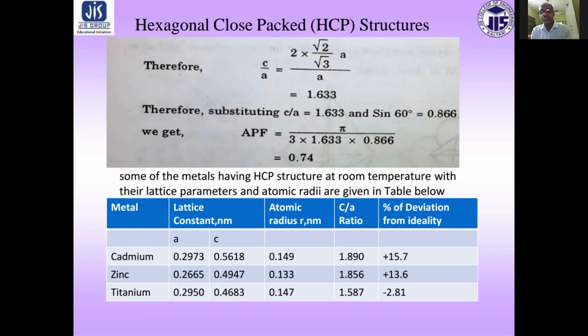Now we are putting the C by A value 1.633, and the sin 60 value, if we calculate numerically, that is 0.866. So we will get APF equal to 0.74. So as we can see, for FCC structure and HCP structure, the atomic packing factor or atomic packing density or efficiency is 74%. That means 74% of this unit cell occupancy is done by the atoms and the remaining 26% remain vacant.